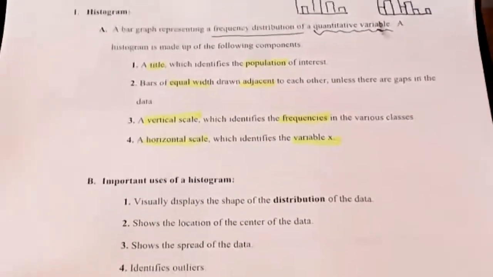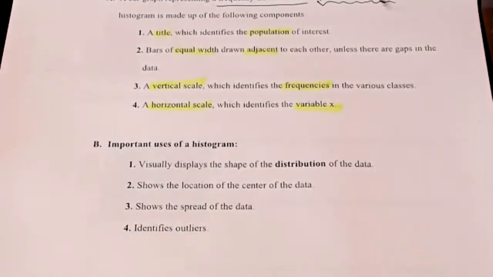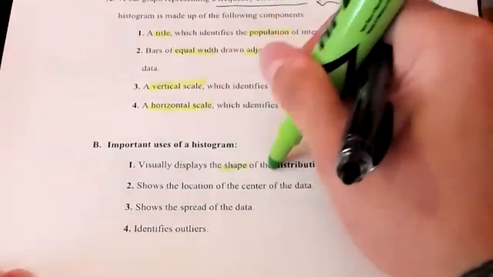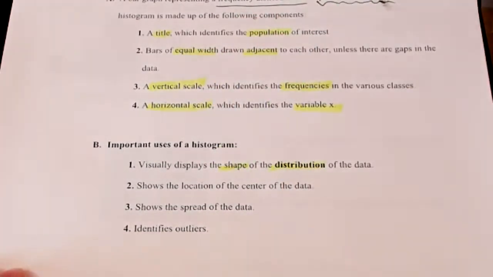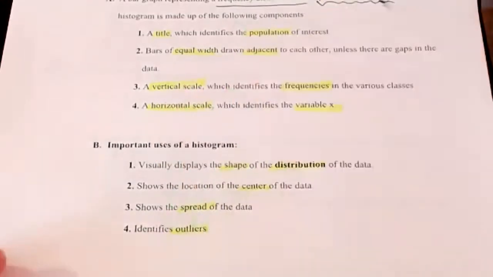Anthony Fortunato, would you please read B for all of us? Important uses of a histogram. 1, visually displays the shape of the distribution of the data. 2, shows the location of the center of the data. 3, shows the spread of the data. And 4, identifies outliers. Very cool.